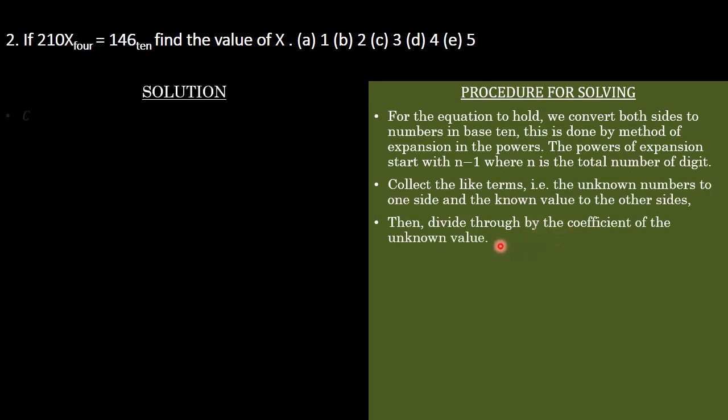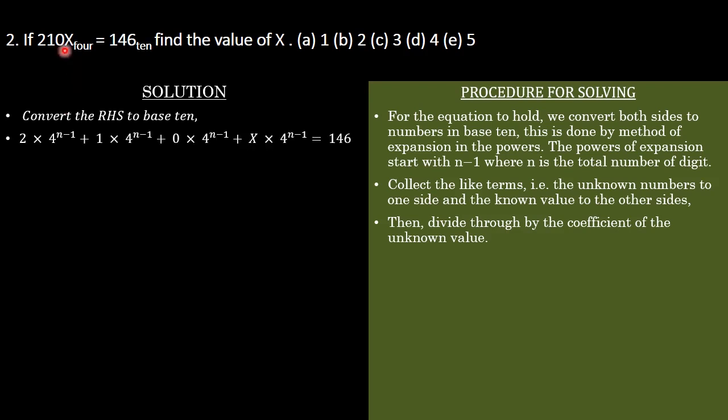Let's check the solution. The first step here is to convert both sides to numbers in base 10. We can see that the second side is already in base 10. Then we are going to convert only this side to a number in base 10. And for us to convert this to base 10, we are going to apply the powers of expansion. Now let's start. We are going to multiply each value by its base. This is the first one, this is the second, this is the third, and this is the fourth.